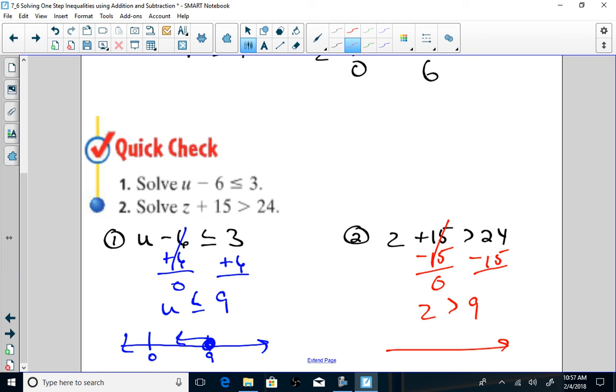What's that graph going to look like? Here's 0. Here's 9. It's circled, but it's an open circle, and it's to the right. Let me try a number that is to the right of 9 on the number line, see if it works as a solution. Let me try 10. 10 plus 15 is 25. Is 25 greater than 24?